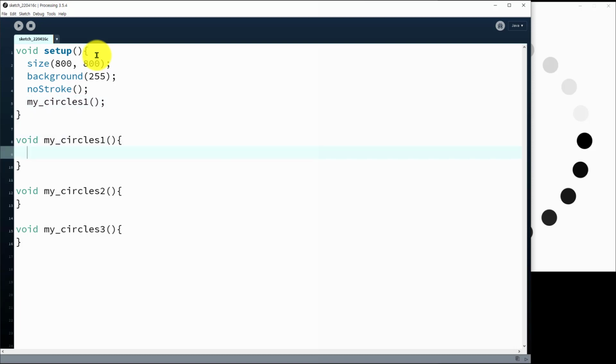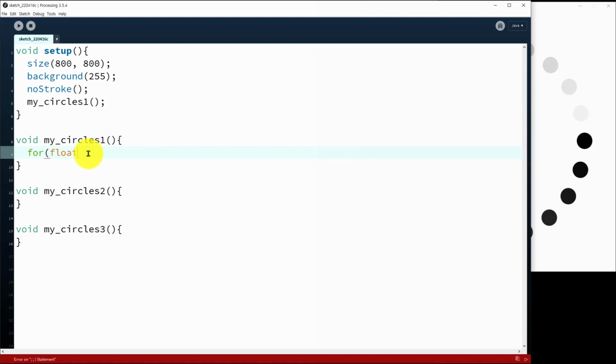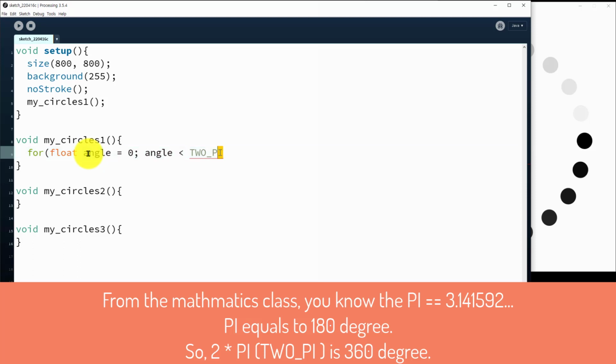So what do you have to do? You have to draw lots of circles, one circle by one circle, at different angles, right? So you have to change the angles using a for loop. Let's use the float variable angle, initialized to 0, and angle should go up to 2 pi. This green variable is a system variable which holds pi.